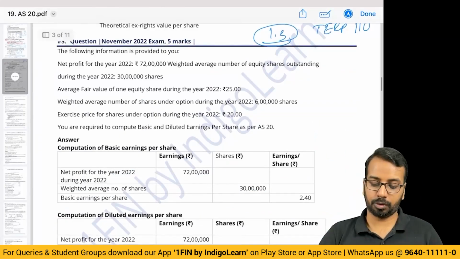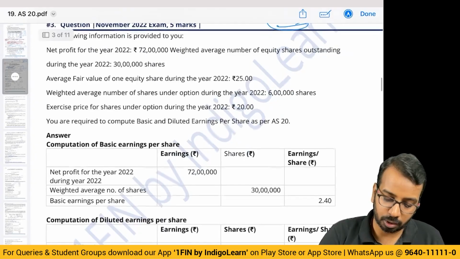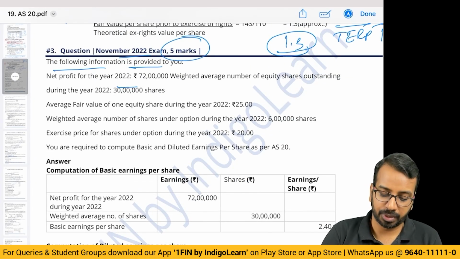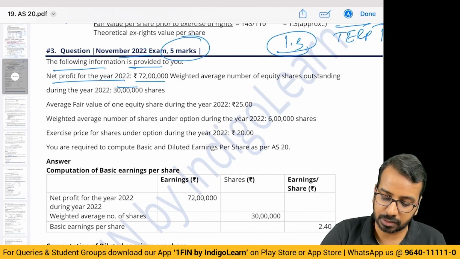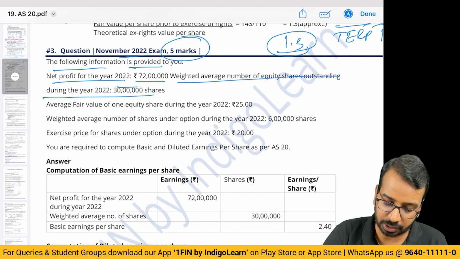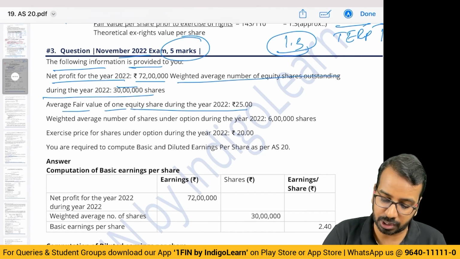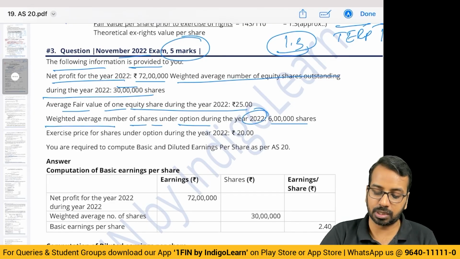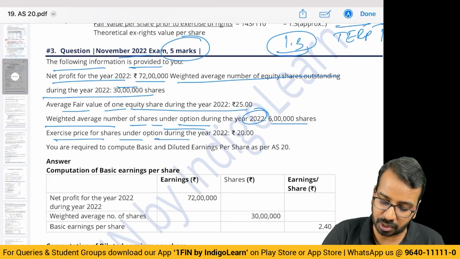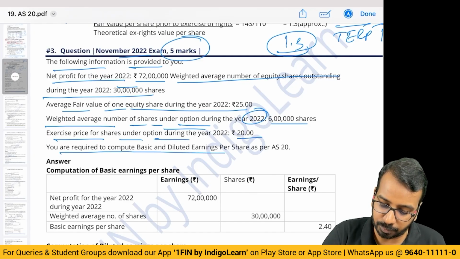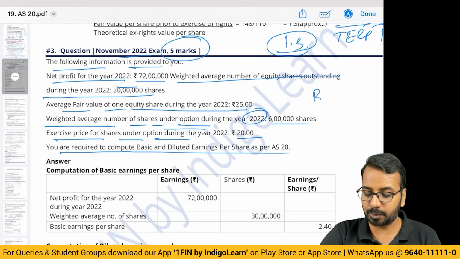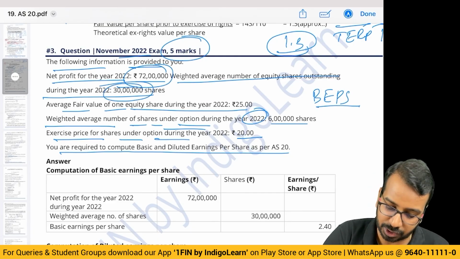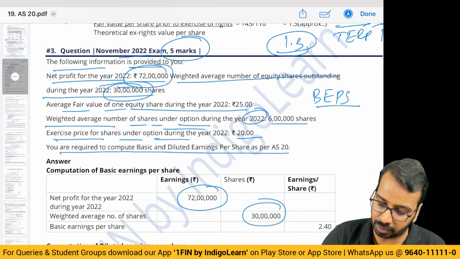Okay. Then number 22, 5 marks. Following information is provided to you. Net profit for the year 72 lakhs, weighted average number of shares outstanding 30 lakhs, average fair value of one equity share 25, weighted average number of shares under option during the year 6 lakh shares. So this is about options. Exercise price for shares under option is 20. You are required to compute the basic and diluted EPS. Now basic earnings per share is basically your net profit divided by weighted average number of shares. 72 divided by 30, 2.4.